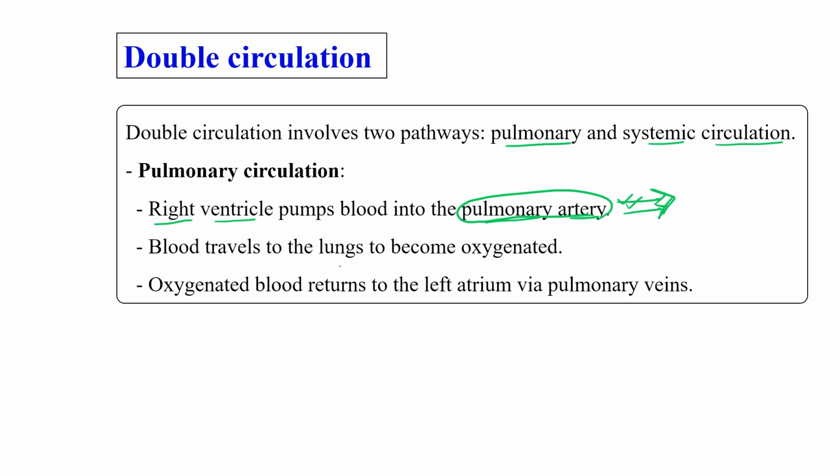Blood travels to the lungs to become oxygenated, meaning it contains deoxygenated blood, and after oxygenation, oxygenated blood returns to the left atrium via the pulmonary vein. So in pulmonary circulation, the pulmonary artery and vein contain the opposite type of blood from what is normally present. In veins normally deoxygenated blood flows, while here oxygenated blood is present in the pulmonary vein, while deoxygenated blood is present in the pulmonary artery.